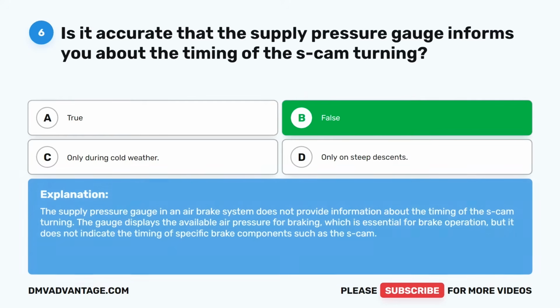False. The supply pressure gauge in an air brake system does not provide information about the timing of the S-cam turning. The gauge displays the available air pressure for braking, which is essential for brake operation, but it does not indicate the timing of specific brake components such as the S-cam.